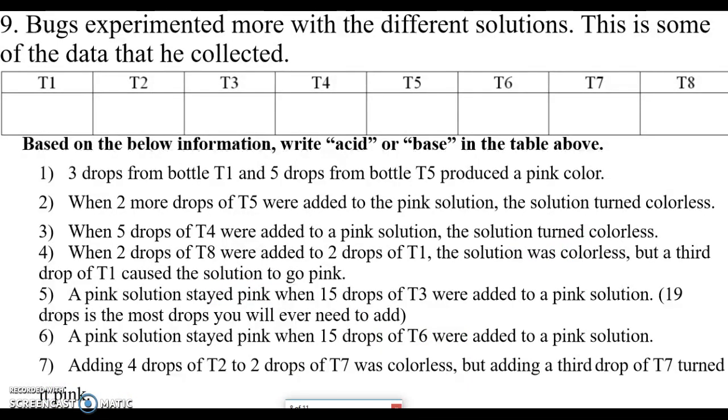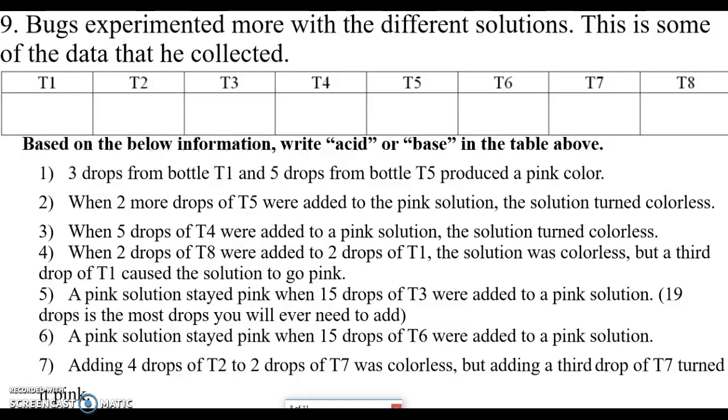So we have to go through all this data and determine if each one's an acid or base of these 8 bottles. So I ask you to pause your screen and see if you can figure this out, and then play it again and see if your methodology follows mine. So in number 1, it says 3 drops of T1 and 5 drops of T5 produce a pink color. So it means I have an acid and a base put together.